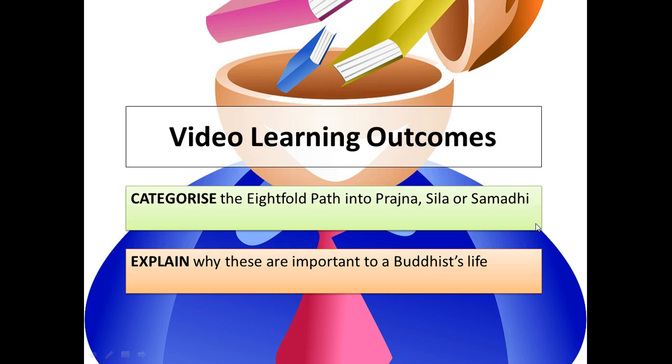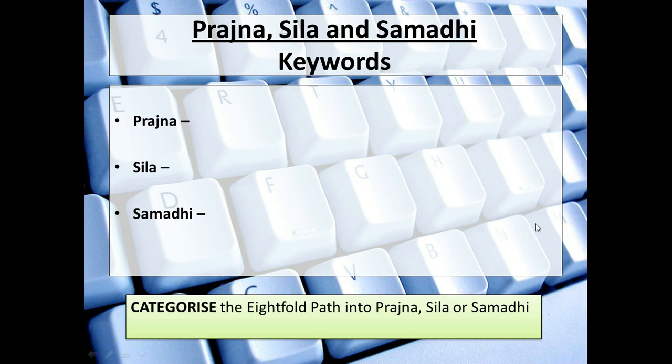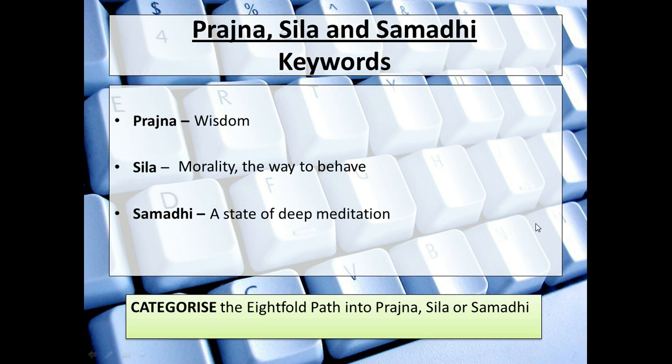So the first learning outcome for the video is to categorize the Eightfold Path into Prajna, Sila or Samadhi, and then explain why these things are important to a Buddhist's life. So the first word, Prajna, what does it mean? It means wisdom. Sila, what does that mean? It means morality, the way to behave, trying to perform good actions and avoid negative actions. Samadhi is a state of deep meditation. Within this video it means basically meditation.